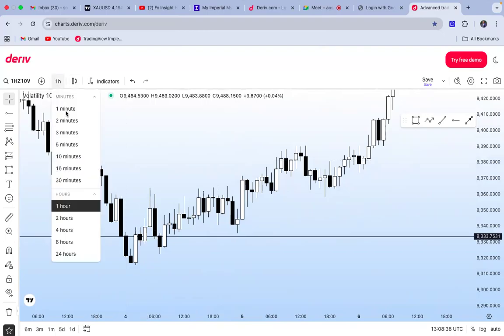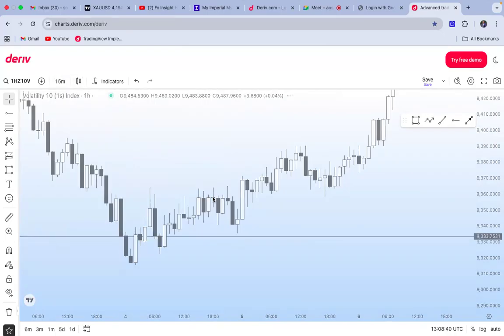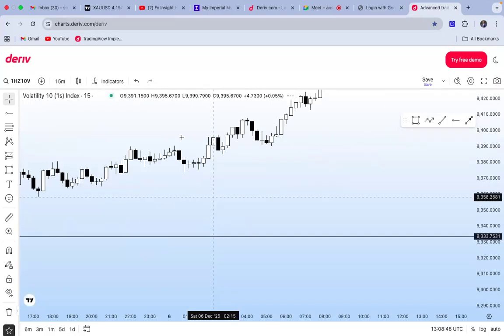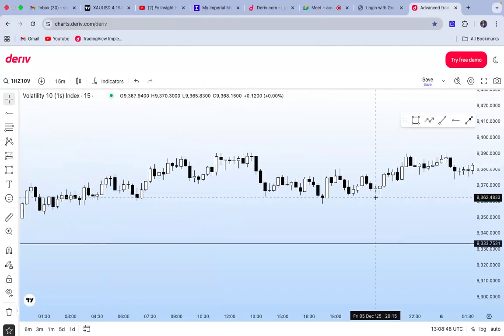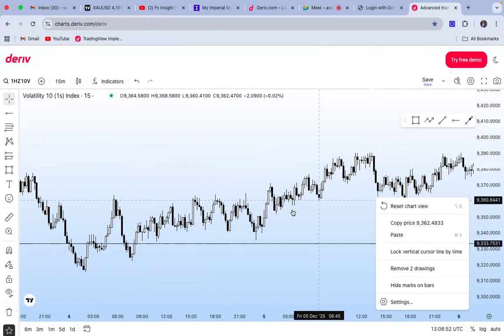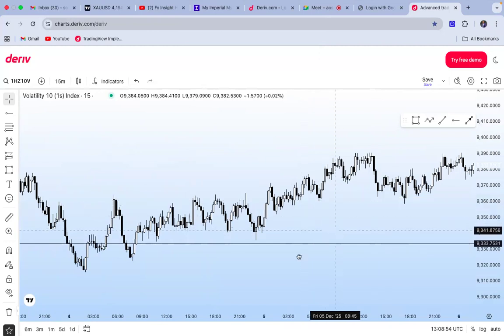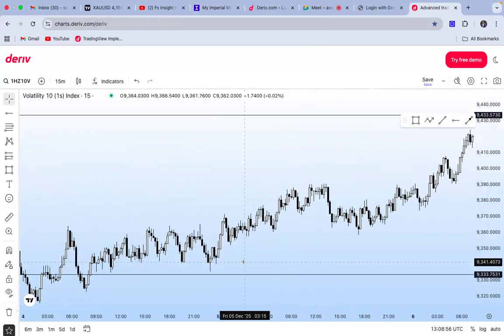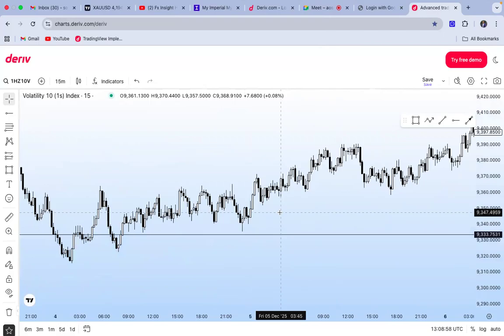But ideally, I will use 15 minutes for my entry. So let us see if there is anything interesting here. All right. So it didn't really give a very nice order block when it was going up.